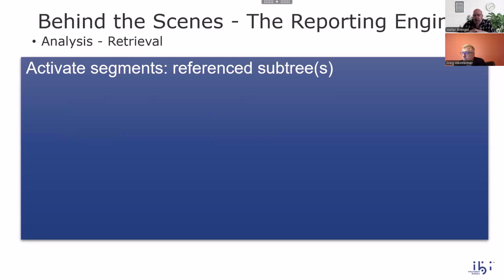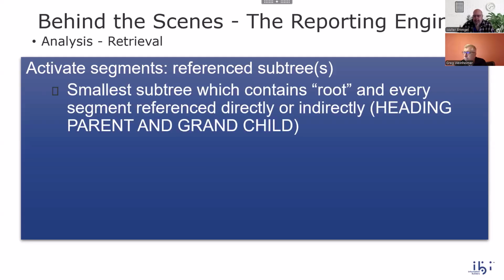This next part talks about activating segments. So this is when you have a cluster synonym where you have one synonym that has multiple segments in it with different hierarchies. So what we will do is activate the path needed to get to the data that you're accessing. So that's what this line says: smallest subtree which contains the root and every segment referenced directly or indirectly.